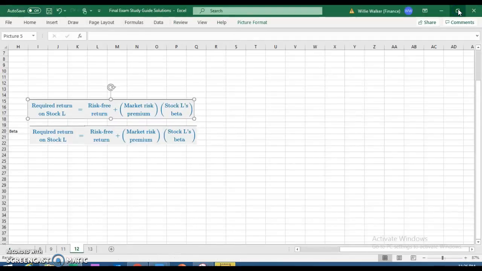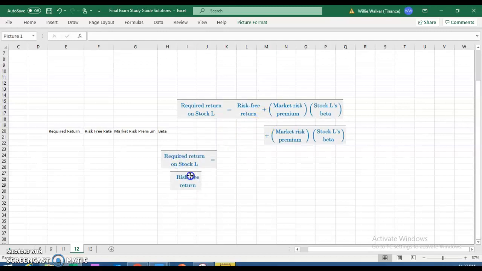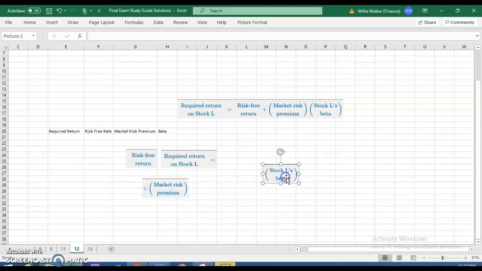So in order to find beta, we must first isolate it. We can isolate beta by doing the following, okay? We can subtract the risk-free rate from the required return, so we can move this to the other side of the equal sign. And when we do that, it's going to be a negative, okay? And then once we do that, we can divide this whole thing by the market risk premium. That will give us our beta.